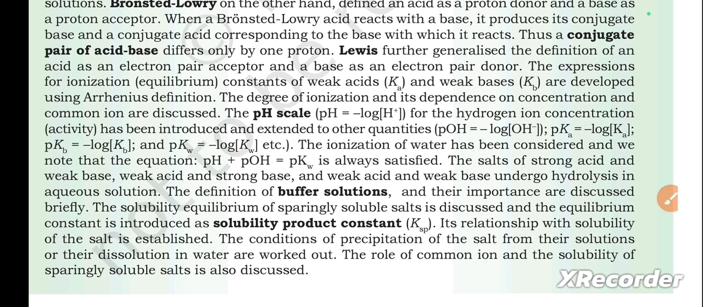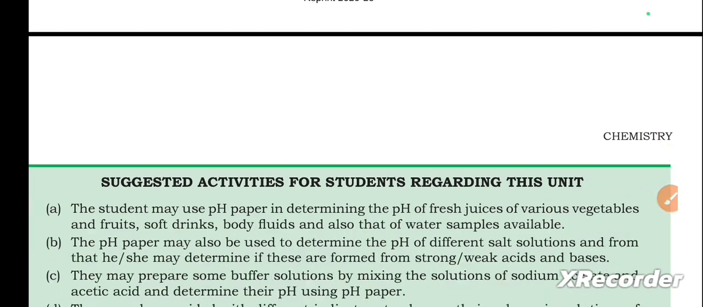The solubility equilibrium of sparingly soluble salts is discussed, and the equilibrium constant is introduced as solubility product constant Ksp. Its relationship with solubility of the salt is established. The conditions of precipitation of the salt from their solutions or their dissolutions in water are worked out. The role of common ion and the solubility of sparingly soluble salts is also discussed.